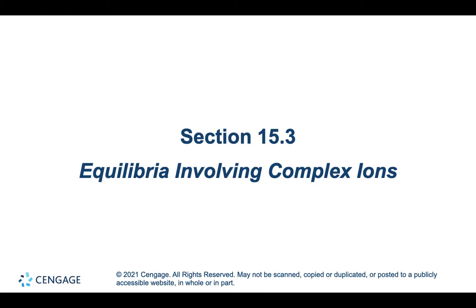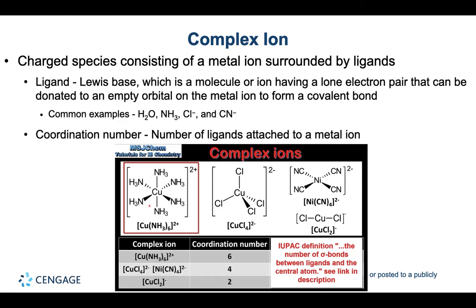All right, so now we have one more kind of equilibria. This is an equilibria that actually typically lies far to the right. We've been doing equilibria with small K's for quite a while now, but these are equilibria that are going to get you reactions that lie far to the right. And these involve complex ions, which are combinations of molecules and ions sticking together in solution.